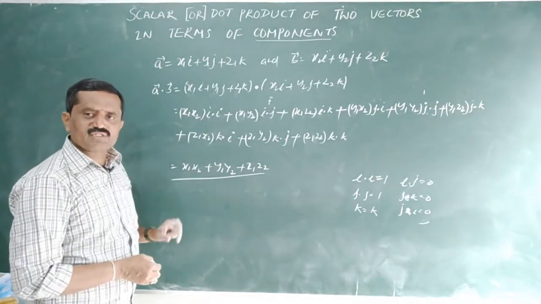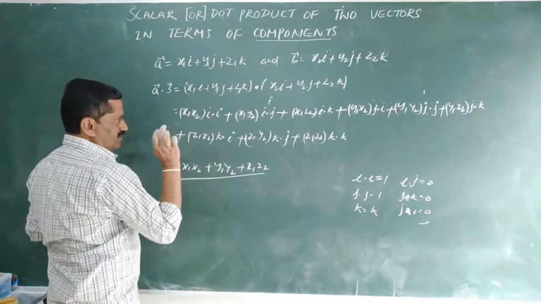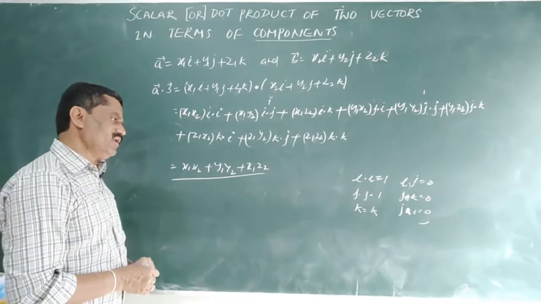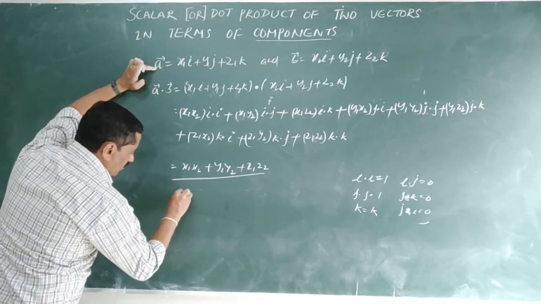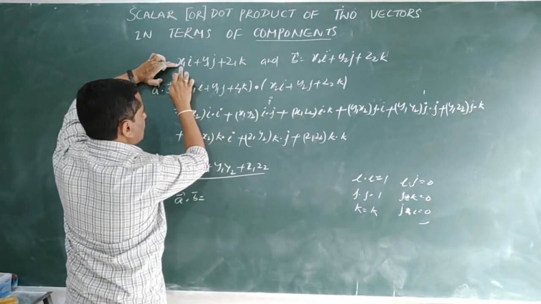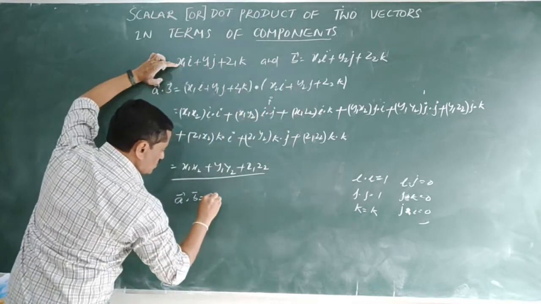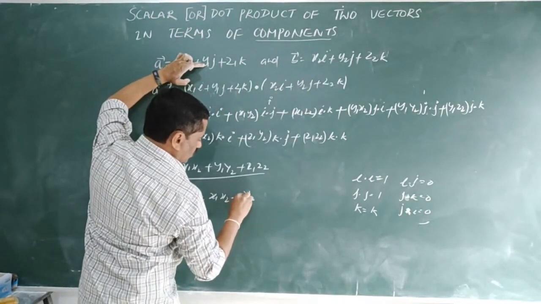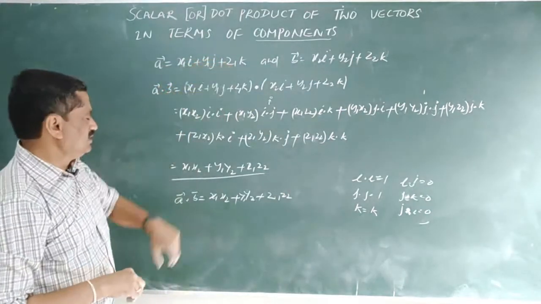Sum of product of scalar components of given two vectors. Instead of writing this, you can just find the sum of product of given two vectors. That is, in other way, A bar dot B bar is equal to the product of scalar components of given two vectors. It is x1 into x2, plus y1 into y2, plus z1 into z2. Okay, you can directly write the answer.